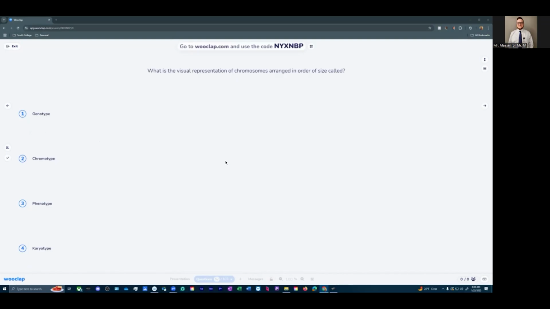What is the visual representation of chromosomes arranged in order of size called? This is a visual representation. These definitions are tough, I'm telling you, but pause.